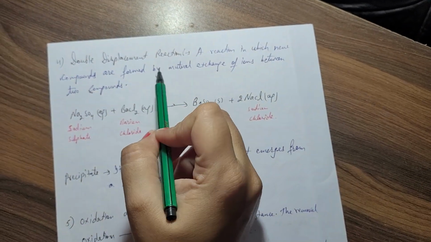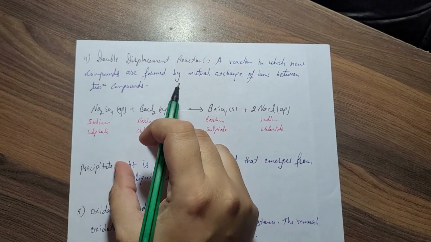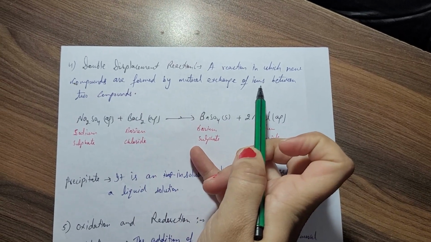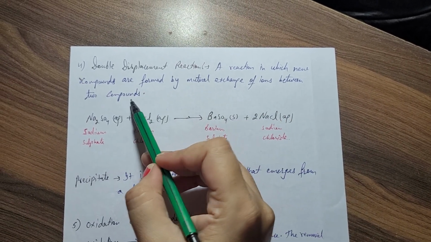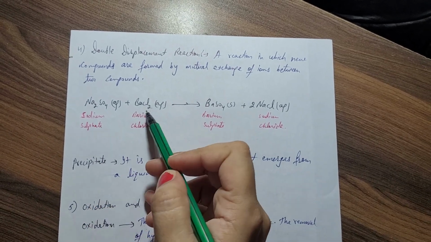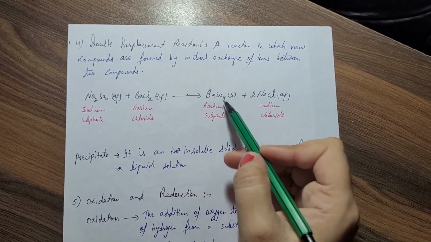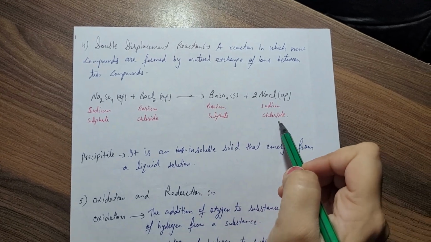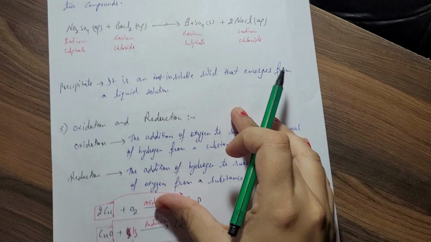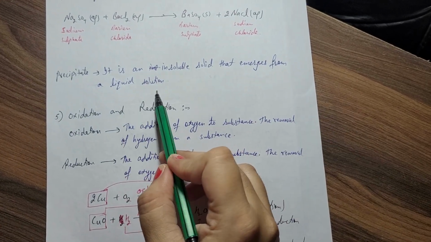Fourth is double decomposition reaction, a reaction in which compounds are formed by mutual exchange of ions between the two compounds. Na2SO4, that is sodium sulfate, plus barium chloride gives barium sulfate plus sodium chloride. Next is precipitate. It is an insoluble solid that emerges from a liquid solution.